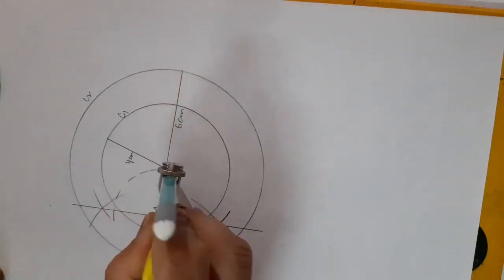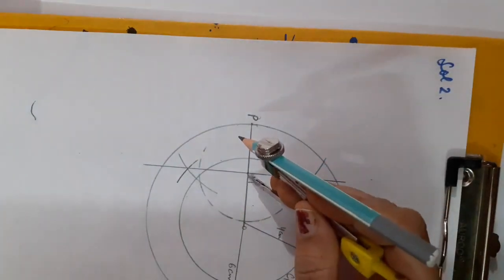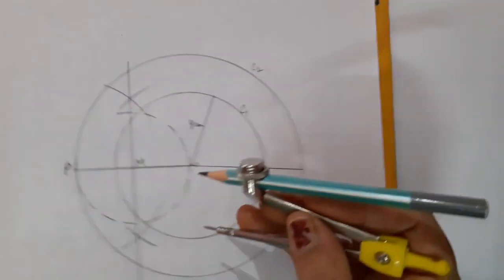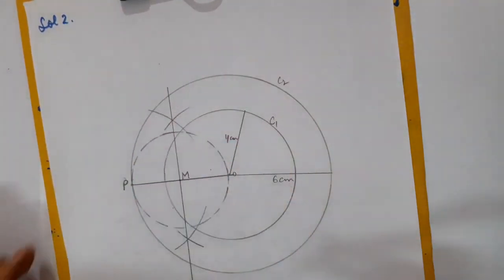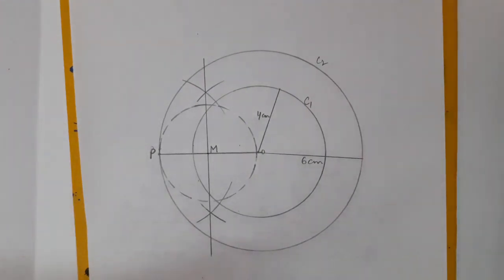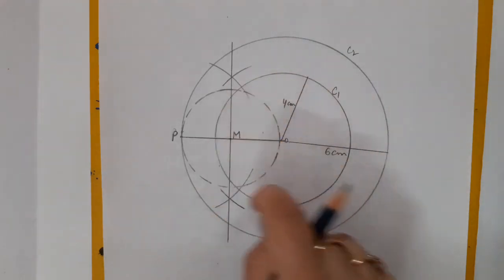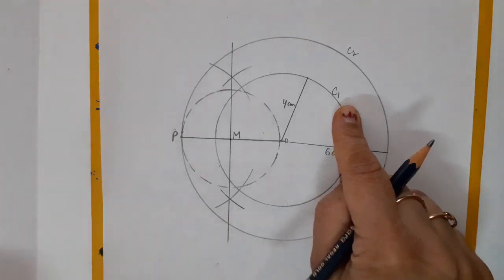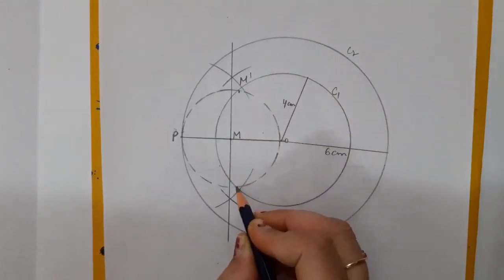I told you that this circle must pass through the center point as well as through the point P. So you can observe that it is going to intersect point P. Okay, so this dotted circle is ready. Now children, you can observe that this dotted circle intersects the internal circle C1 at 2 points. You can give them the names M dash and P dash.